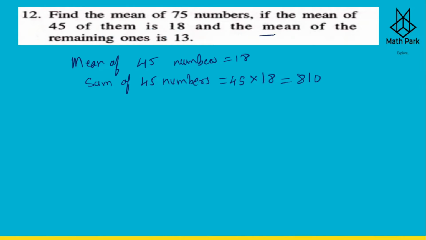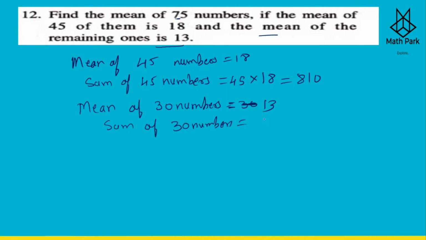And then the mean of the remaining ones. So remaining, 75 minus 45, the remaining are 30 numbers. I hope you understand 75 minus 45, that is how we are getting 30. So the mean of 30 numbers is given as 13. Okay. So the sum of 30 numbers is equal to 13 multiplied by 30. 13 threes are 39. So we get 390.